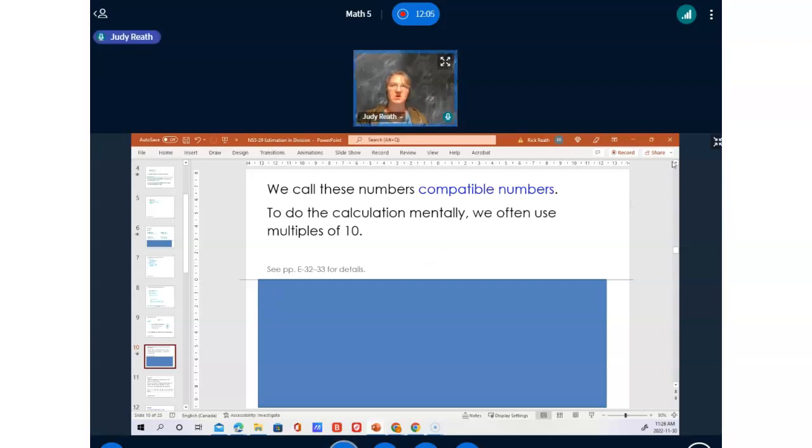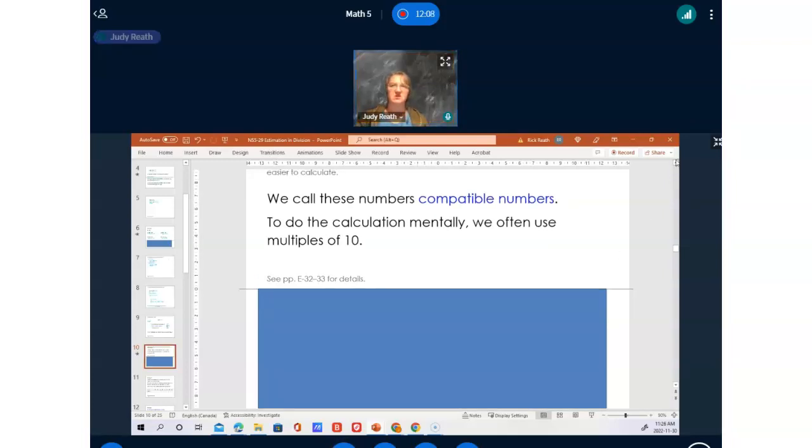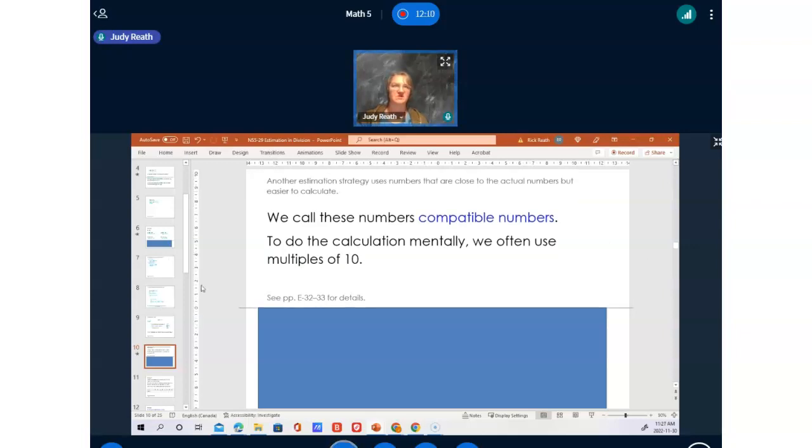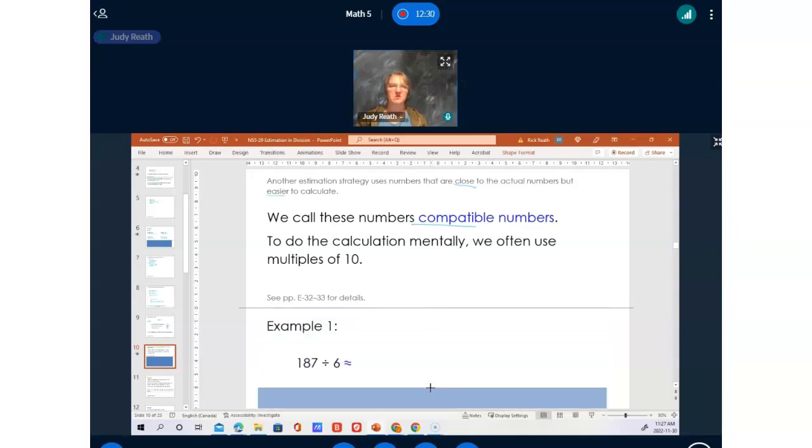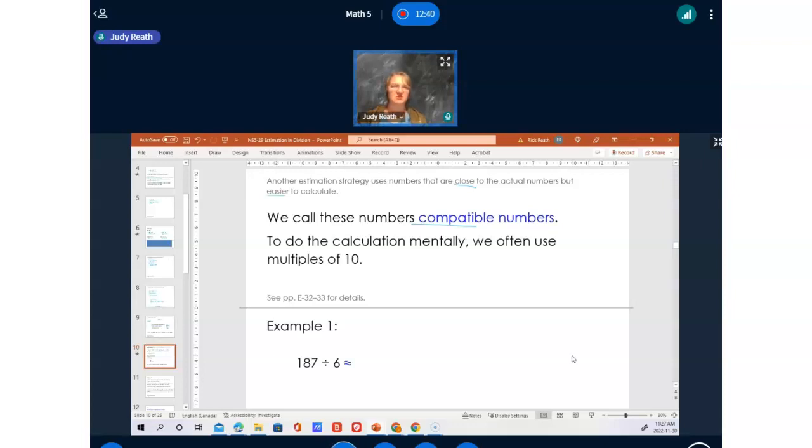Okay, so we call these numbers compatible numbers. Okay, here we go, starting at the top. Another estimation strategy uses numbers that are close to the actual numbers, but easier to calculate. And we call them compatible numbers. And then to do the calculation mentally, we often use multiples of 10. So for example, if we had 187 divided by 6, how could we estimate that to be close?